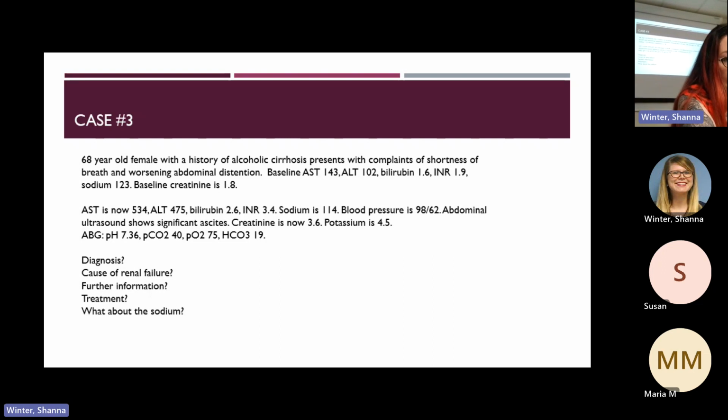What is the cause of the renal failure? There's two different things going on here. What did you say? So what is that called? Almost compartment syndrome like this. Yeah, so it's either intra-abdominal hypertension or abdominal compartment syndrome.